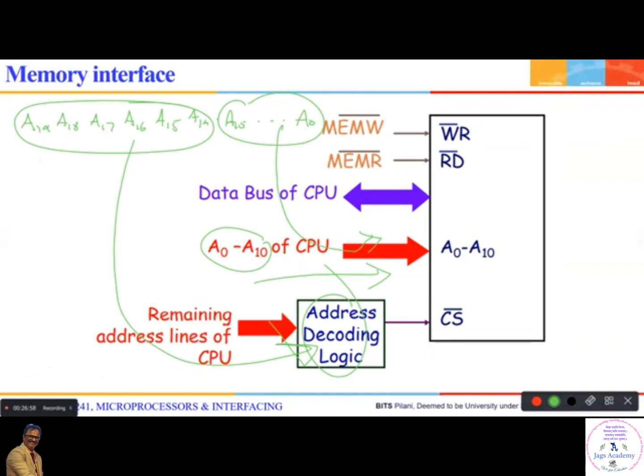Sorry, I am very sorry. It is from A11 to A19. I have not written that. It is A11 to A19 because the remaining address lines are A11 to A19. A0 to A10 goes directly to the memory, but the remaining address lines I am going to give as an input to the decoder. Have you understood now? Clear?